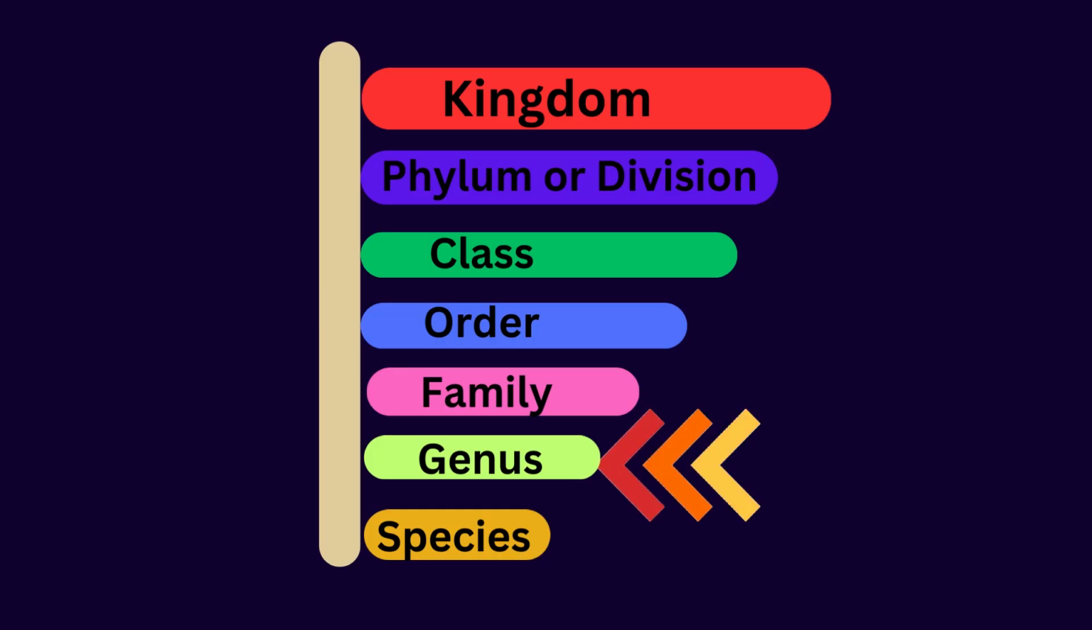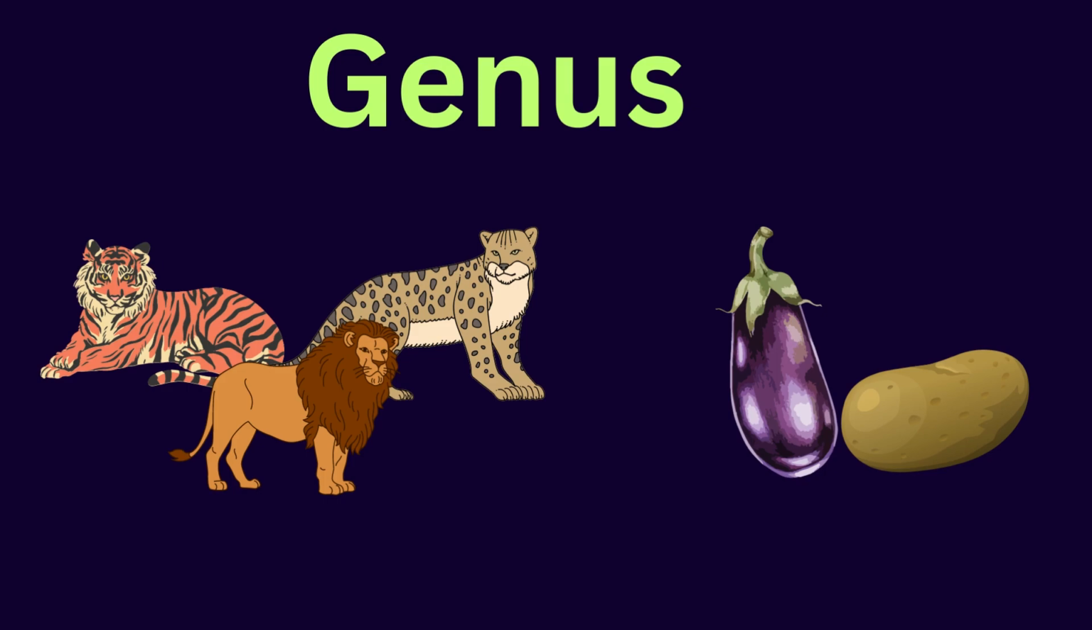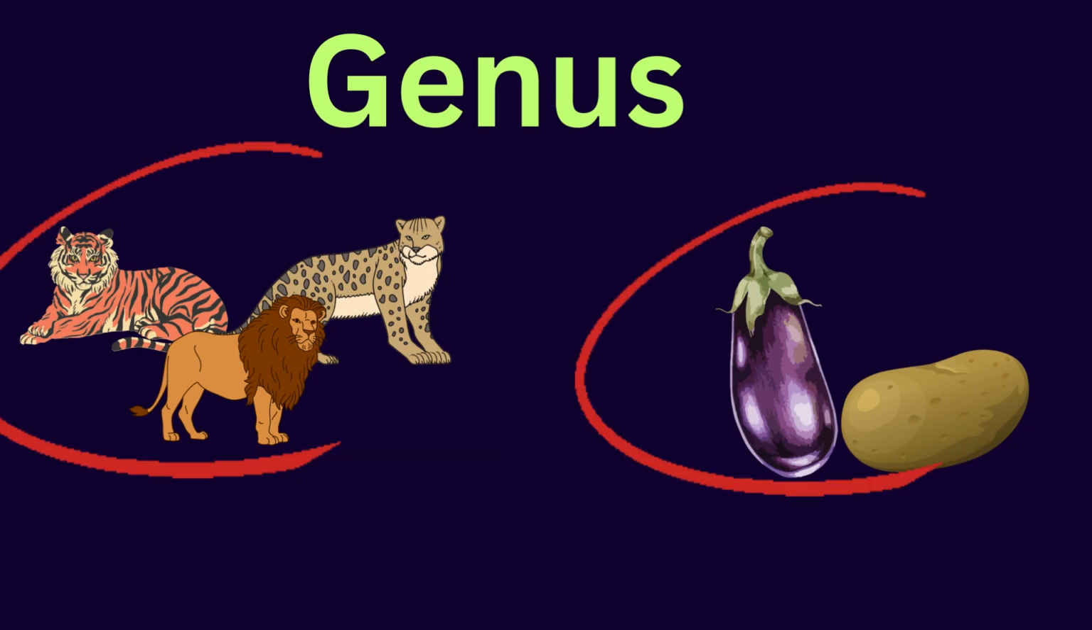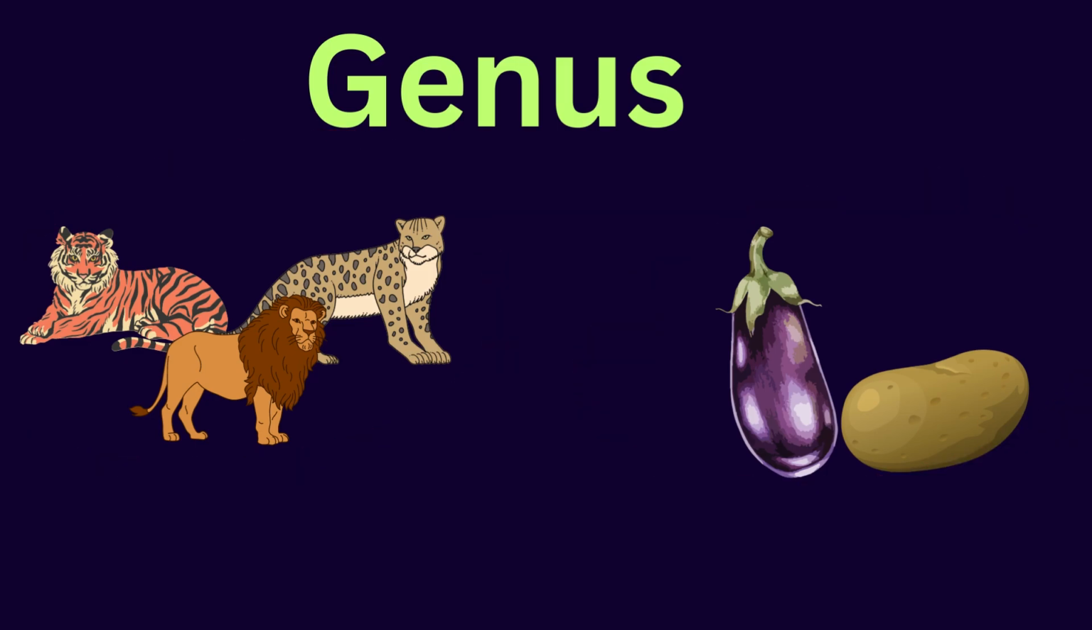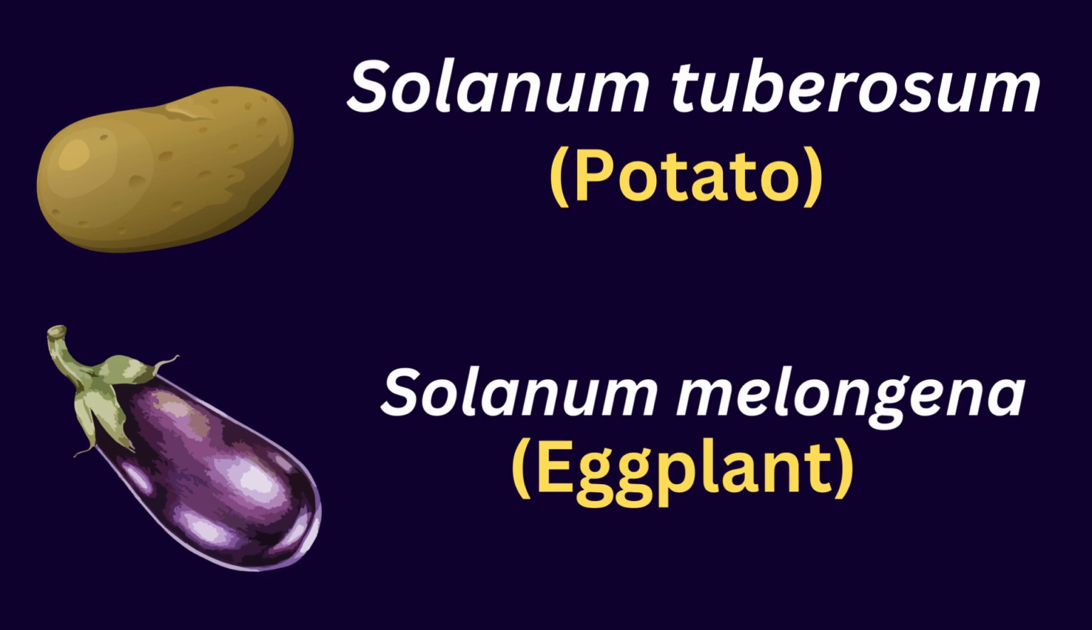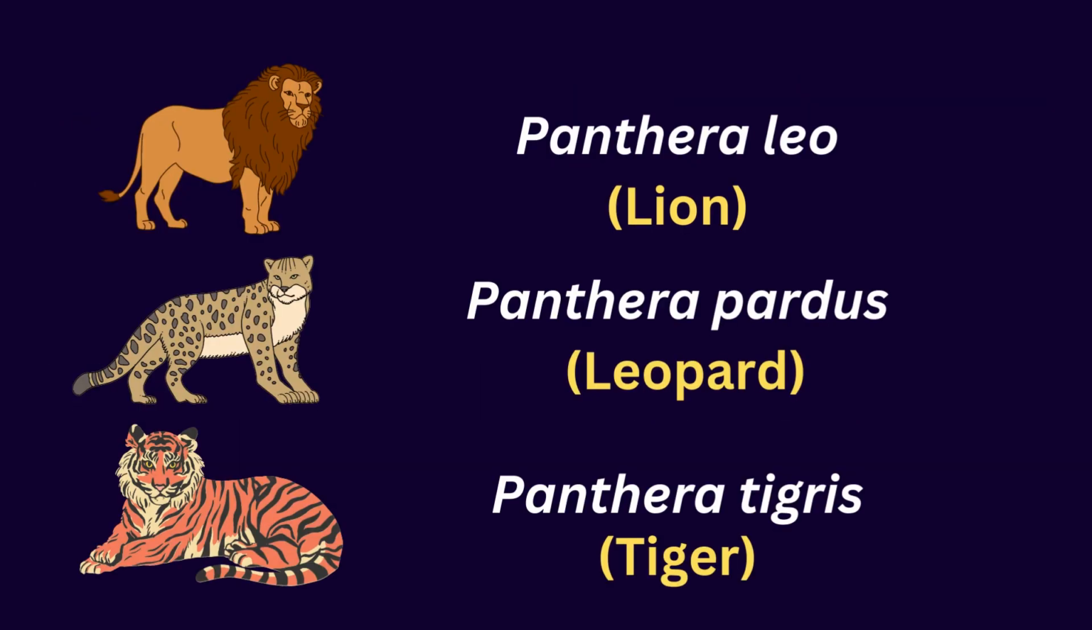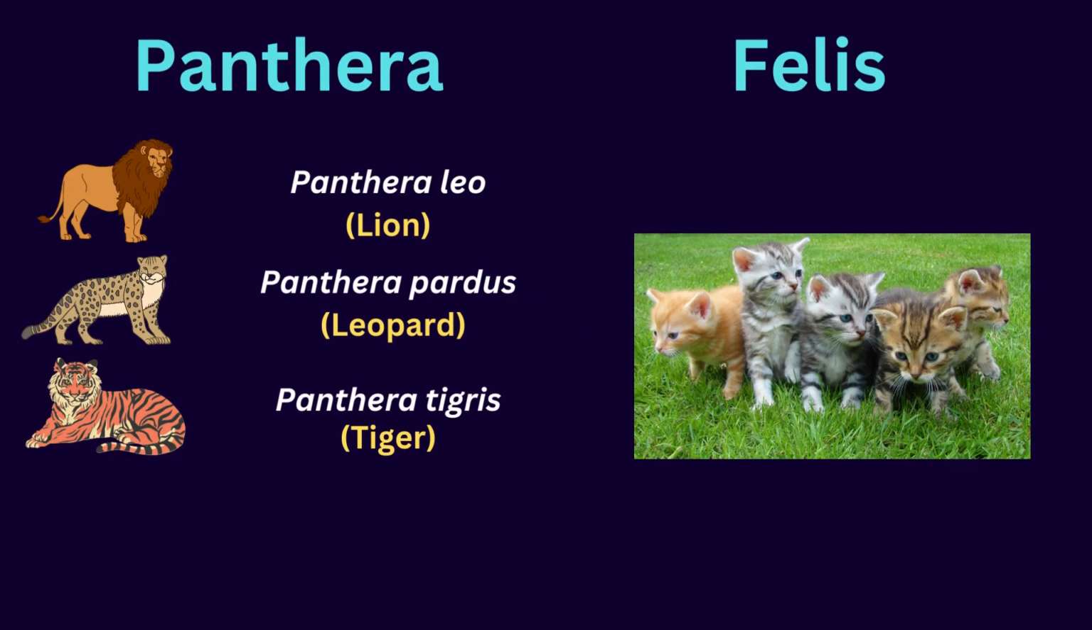Next is genus. Genus comprises a group of related species which has more characters in common in comparison to species of other genera. We can say that genera are aggregates of closely related species. For example, potato and brinjal are two different species, but both belong to the genus Solanum. Lion, Panthera leo, leopard, Panthera pardus, and tiger, Panthera tigris, with several common features, are all species of the genus Panthera. This genus differs from another genus, Felis, which includes cats.